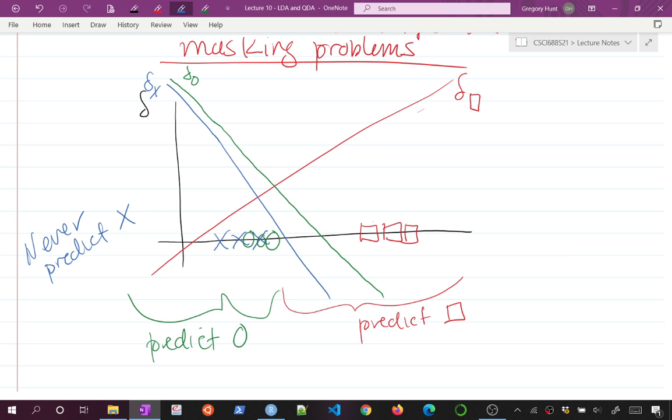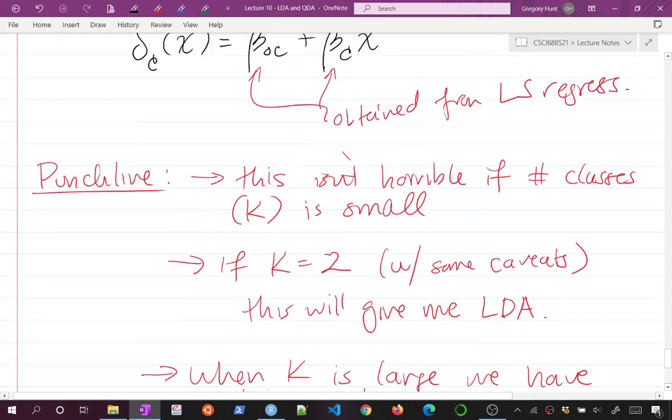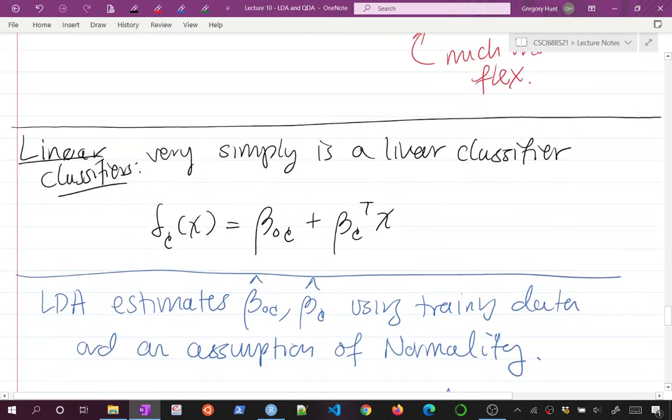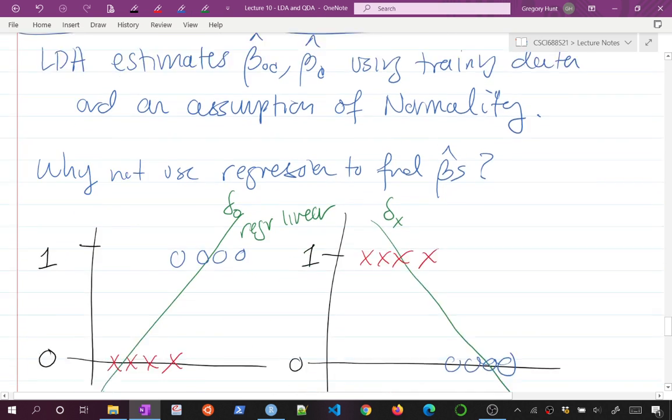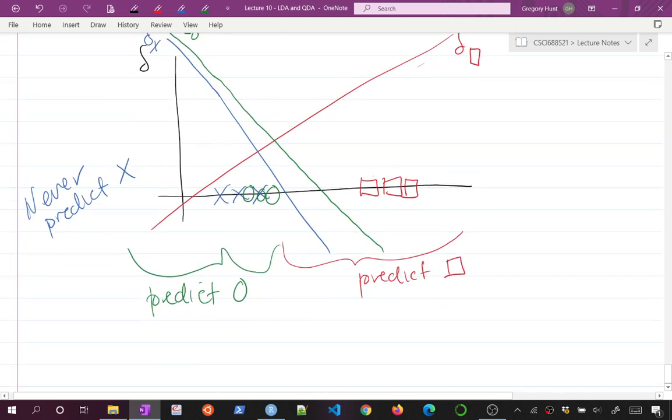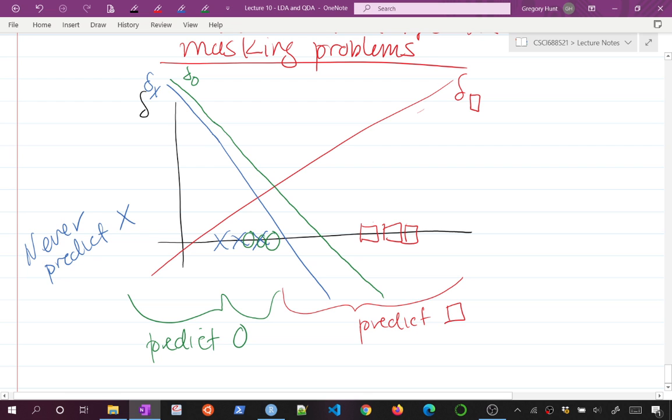And so it matters. You may say, well, LDA is just a linear classifier. But it matters exactly how you estimate these betas because you can get different answers. And if you do it in a poor way like this, you could get masking problems where it's going to give you a bad classifier because it's basically not going to be predicting one of the classes where it should be, some region in here where we're predicting these circles.